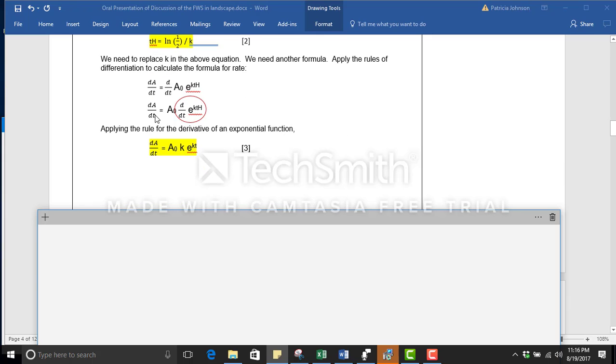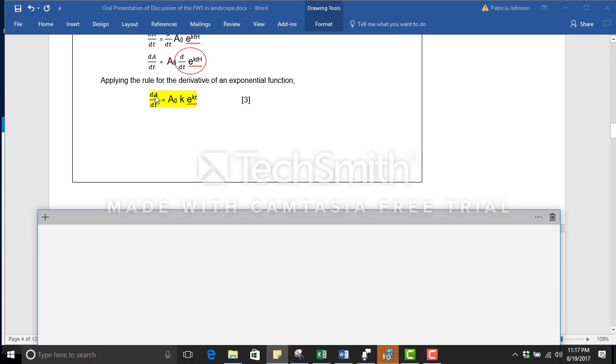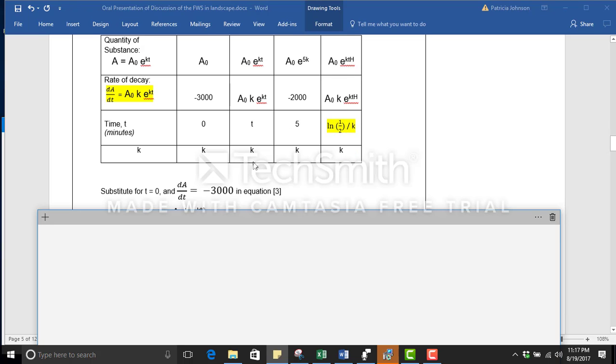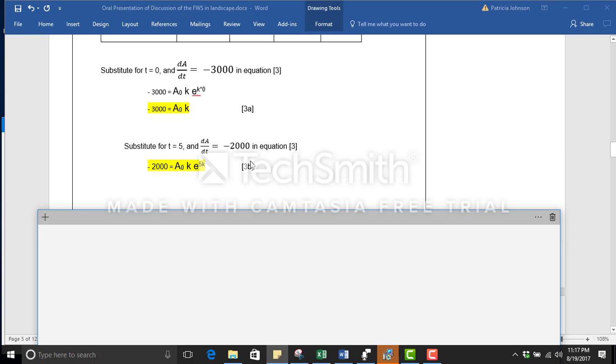We do this by creating two simultaneous equations using the derivative with respect to time of our radioactive decay equation. We recall the rule for taking the derivative of an exponential to simplify this term. Now we have the rate equal to A naught times K times e to the KT. Let's summarize what we know in our table and update our table. So now we have rate at two specific times. We have a formula for rate of decay. And we can come up with our two simultaneous equations.